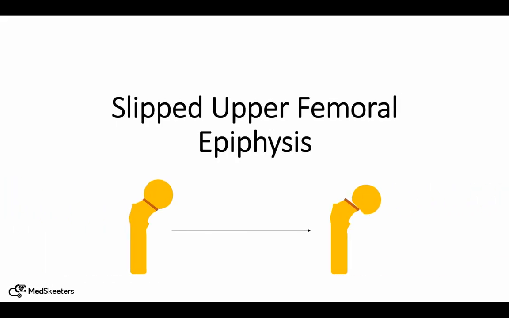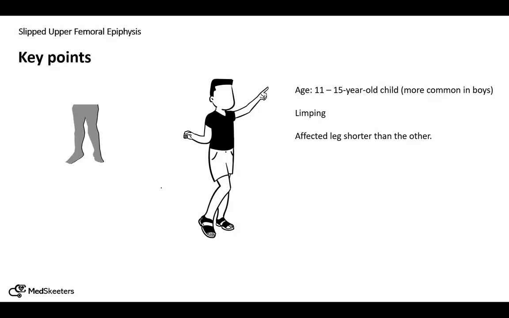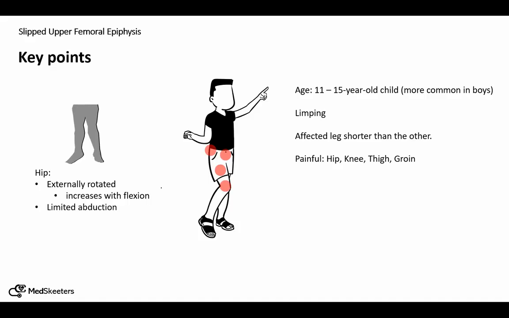Slipped upper femoral epiphysis. In slipped upper femoral epiphysis, the key points to remember are: the patient will be an 11 to 15-year-old boy. There will be limping. The affected leg is shorter than the other. Externally rotated hip that increases with hip flexion. Painful knee, hip, thigh and groin. And there will be limited hip abduction.